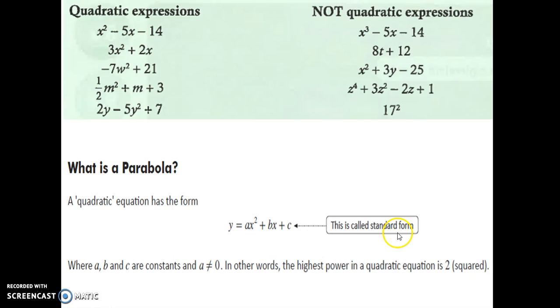Later we're going to see a different form. A, b, and c are constants, it says, so just some numbers, and a is not 0. If this was 0, then you would have no x squared. It would no longer be quadratic. So a must be something other than 0. And it says, in other words, the highest power is a 2. Well, that's what we've talked about. So quadratics have a 2. So this is a quadratic equation, and a parabola is the shape made when you graph it.